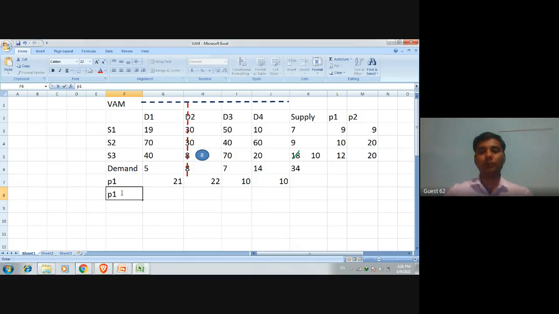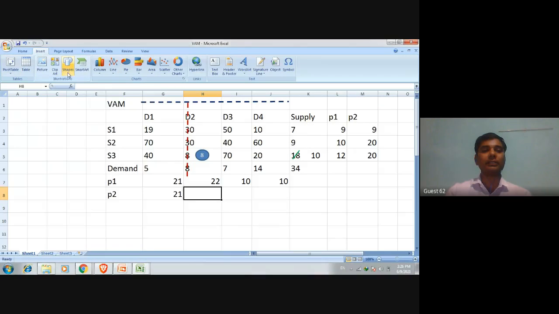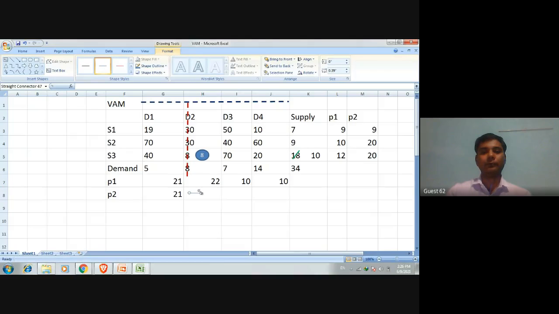Again, for column penalty, P2 now. For the column B1, the two least costs are 40 and 19. How much will it become after subtracting 19 from 40? It will become 21. Now, there is no need to calculate the penalty for column D2 because it has already been exhausted. So I will draw a dash here.